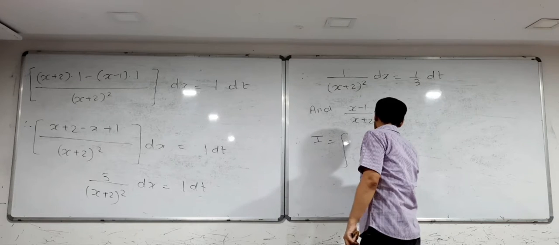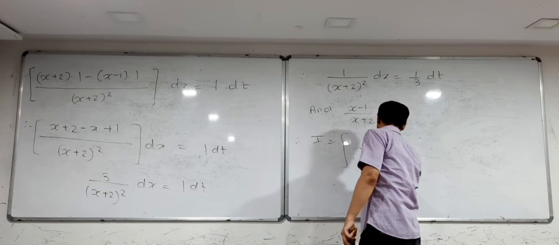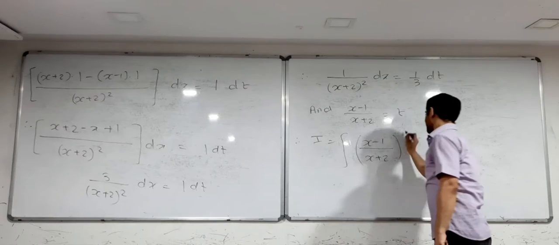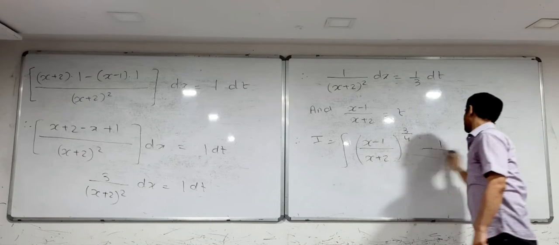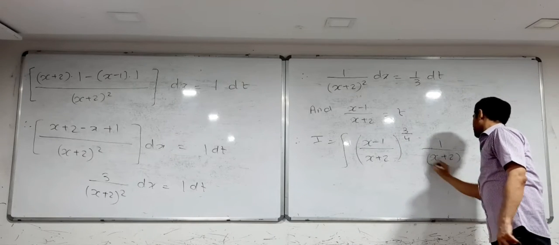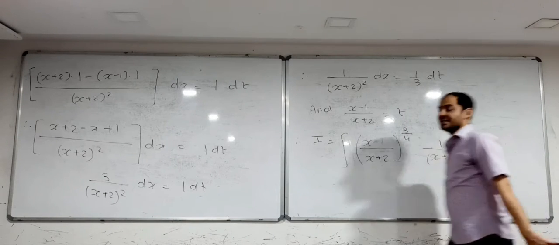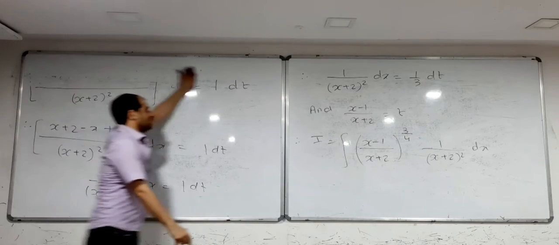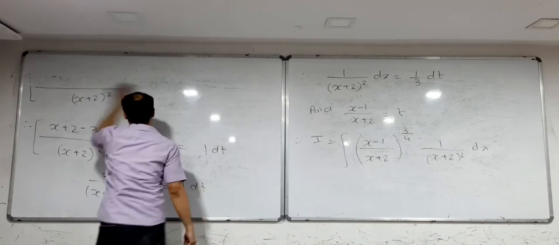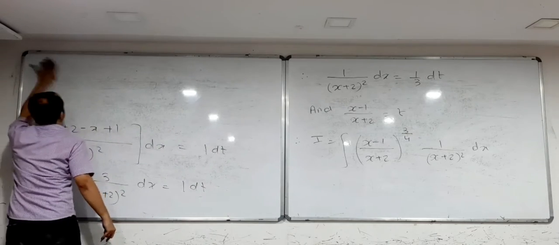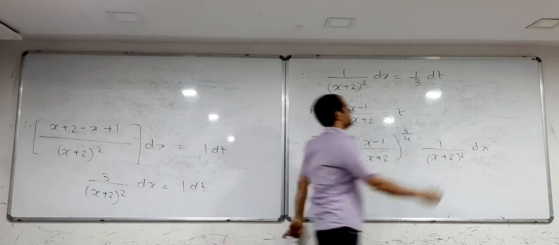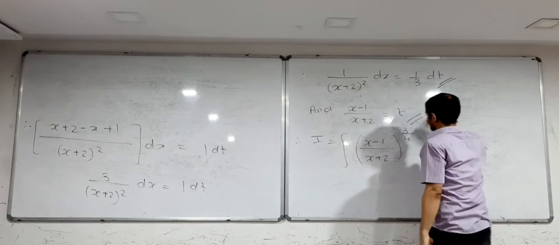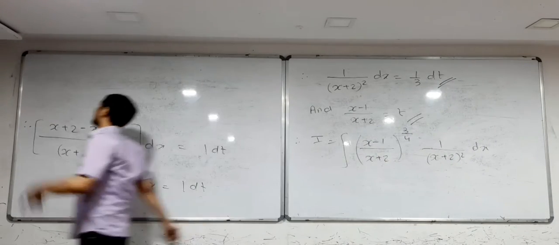इंटीग्रेशन हमने चेंज किया था x minus 1 सिंप्लीफाई करके x minus 1 upon x plus 2 whole raised to 3 by 4 into 1 upon x plus 2 the whole square dx, t raised to minus 3 by 4 into 1 by 3 dt. Finished. सबस्टिट्यूट कर दो, फाइनल आंसर आ जाएगा. So this is a very popular type which is coming in mains as well as board exams.